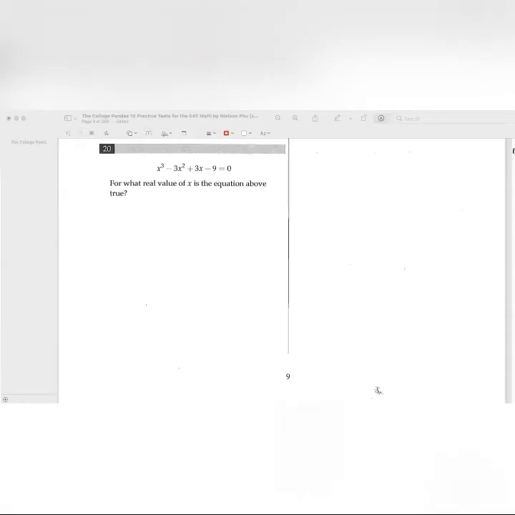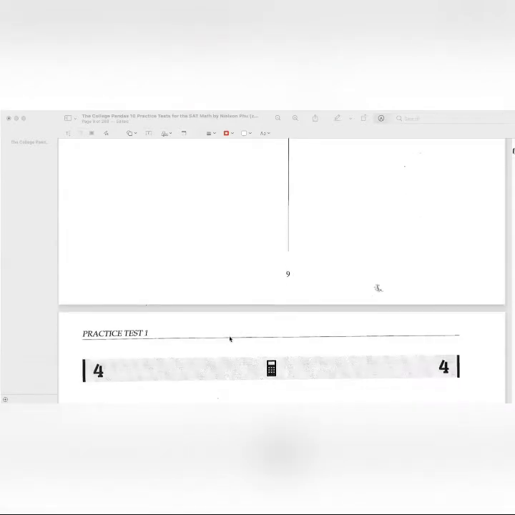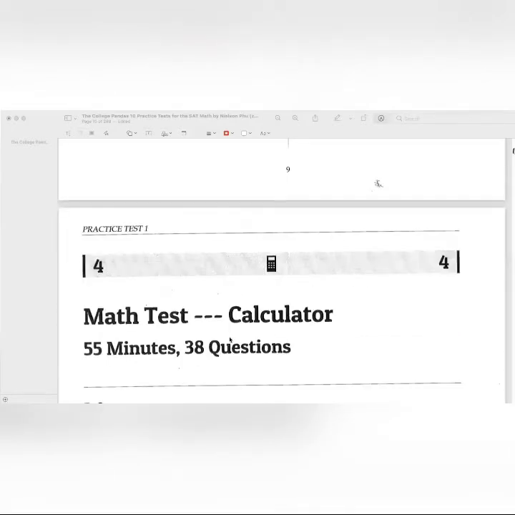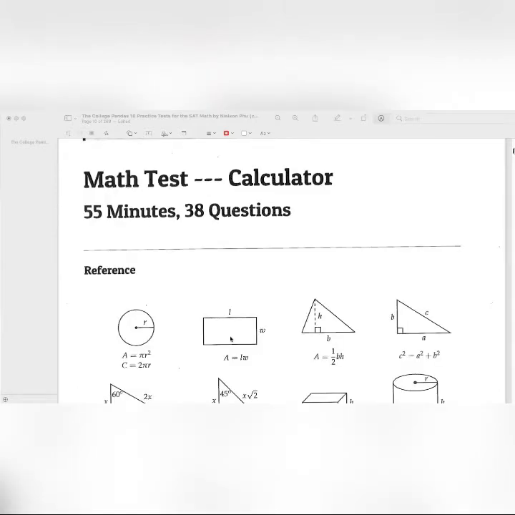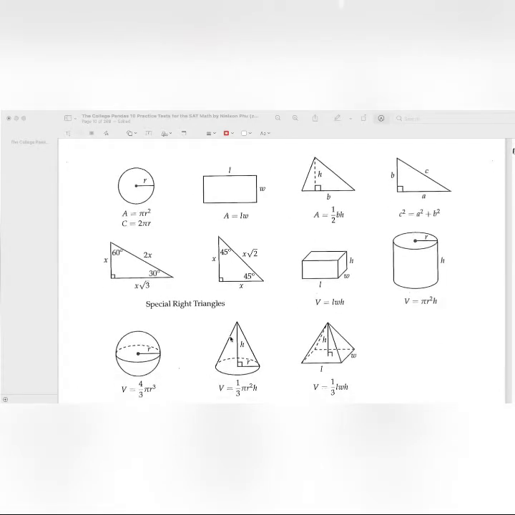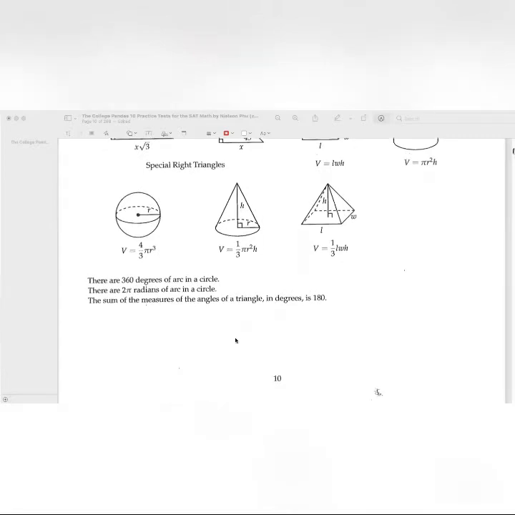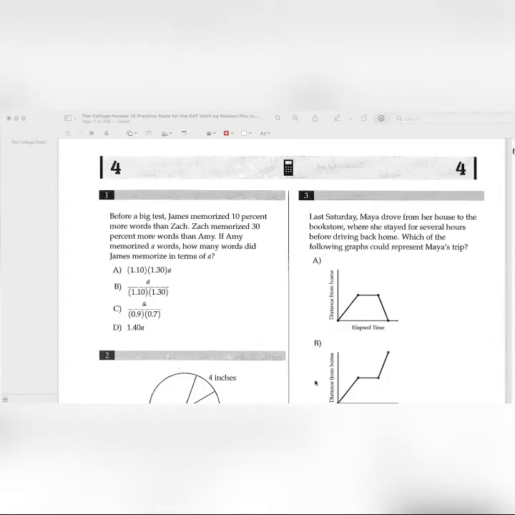Where's the answer key? You want to do calc too? Why not? I think we got 100 out of 100. I have a calculator, so we can do calc. I have my TI-84 right here.